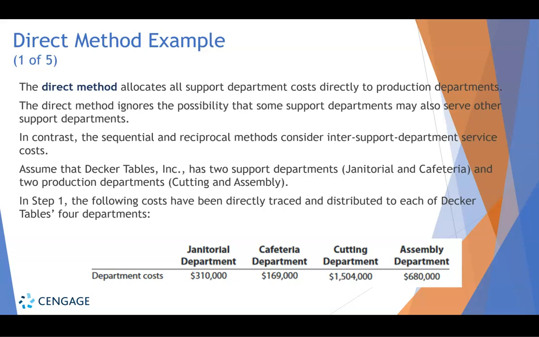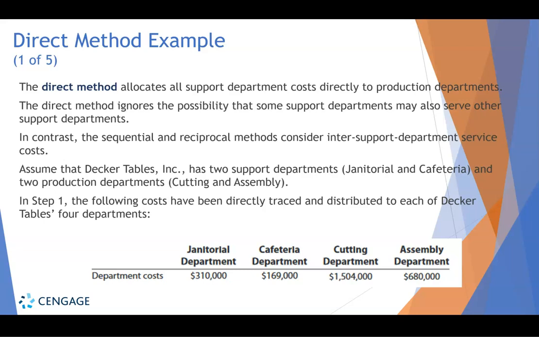The direct method is what we're going to talk about first. The easiest, but not as accurate. It allocates all support department costs directly to the production departments. It ignores the possibility that some support departments may also serve other support departments. The sequential and reciprocal methods do consider inter-support department service costs.